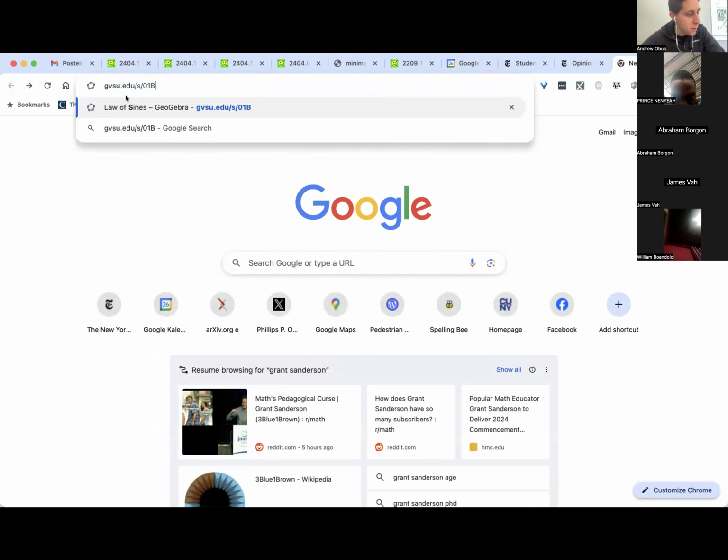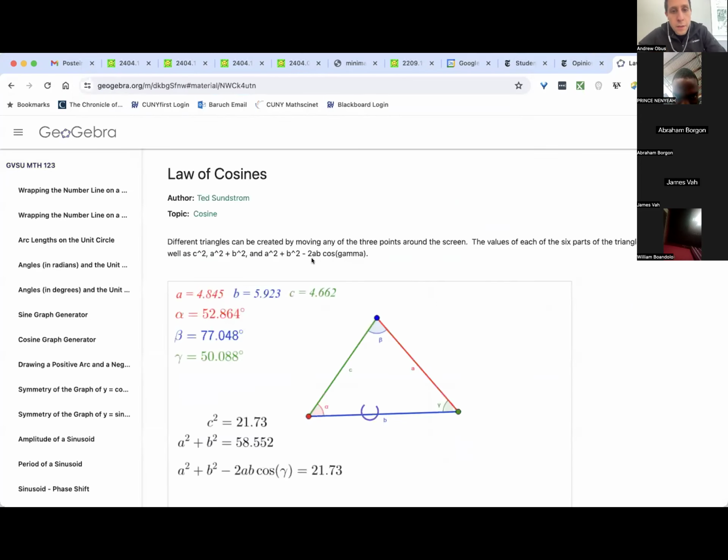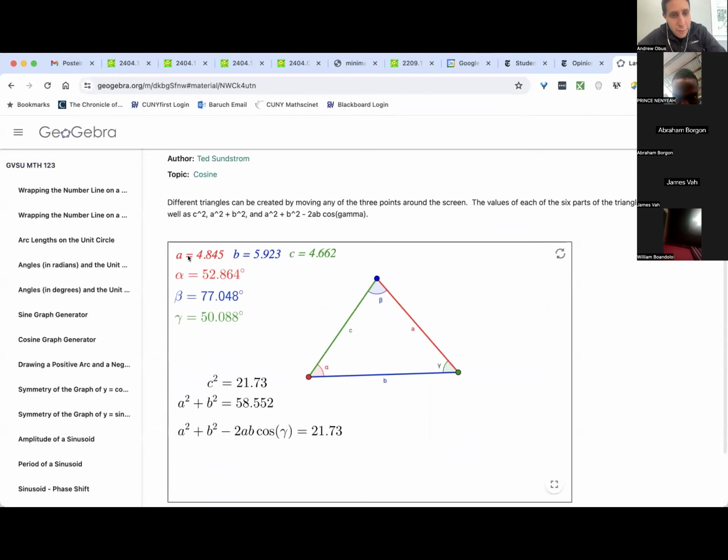You can do the same thing for the law of cosines. Same thing, but instead of 01b, you use 01c. Again, it keeps track of all the sides and all of the angles, and then it calculates c squared, and then a squared plus b squared minus 2ab cosine gamma. Gamma is what they're using for the angle at c.